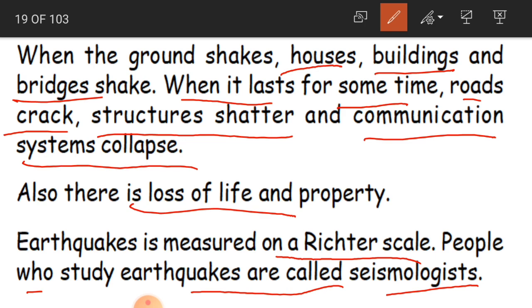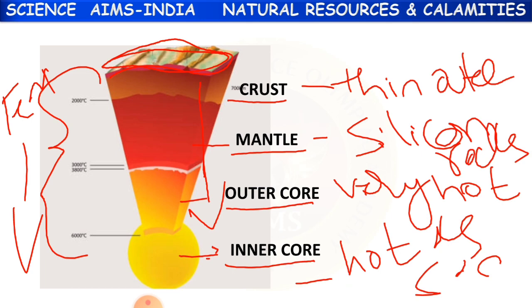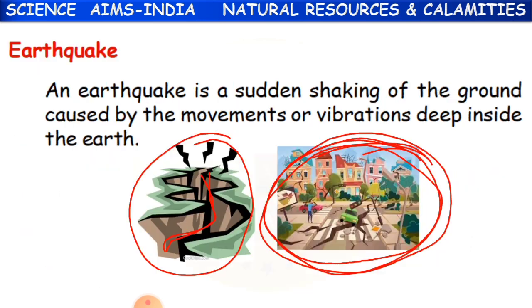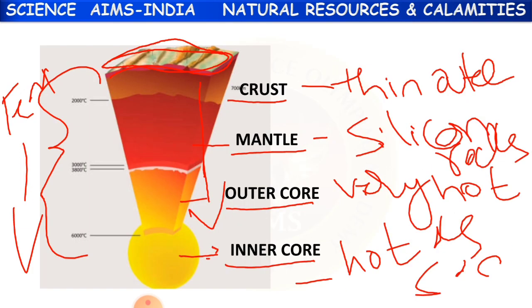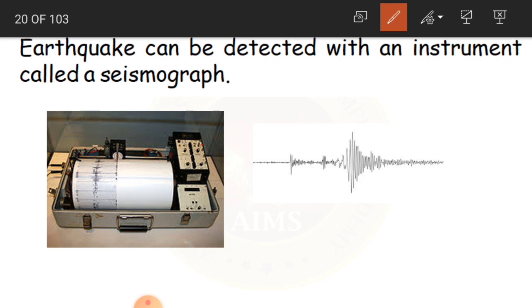Okay children, understood what an earthquake is? So, an earthquake is nothing but a sudden movement of the earth when the plates in the crust slide against each other. Clear? See here, the plates of the earth are going to slide against each other. Clear children? This is about earthquake. And an earthquake can be detected with an instrument called a seismograph.